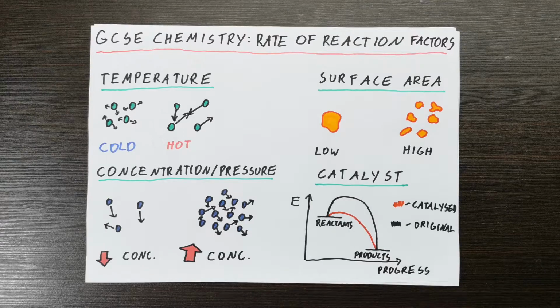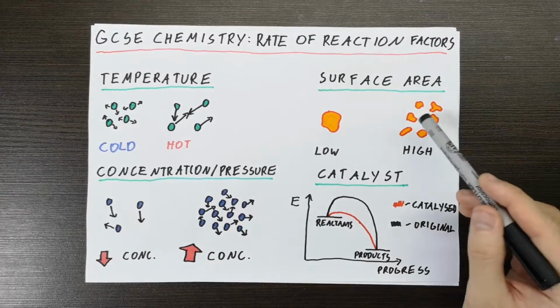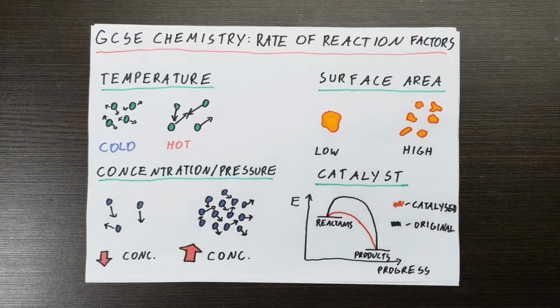So if the surface area is low, then the rate of successful collisions is low, and therefore the rate of reaction is also low. The converse is true for high surface area, where those particles are very likely to collide with some surface area of a solid that's free, and therefore react. So higher frequency of successful collisions, and therefore higher rate of reaction. So that's the third factor that affects rate of reaction.